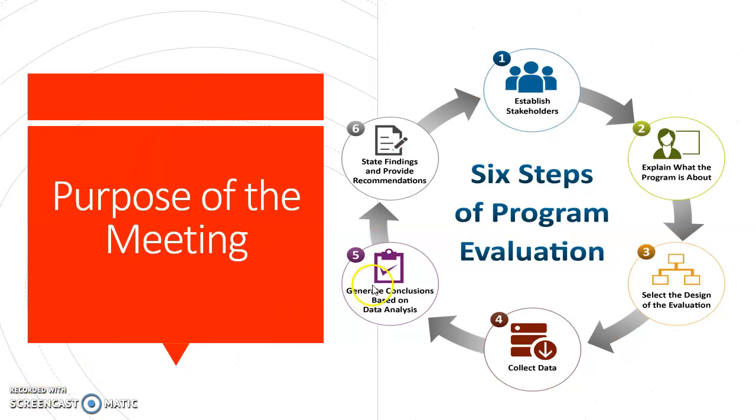Therefore, the purpose of the meeting is to share with you the 6 steps of program evaluation. We look at step 1, where we establish the stakeholders, and our stakeholders are our students, faculty members, program administrators, and program managers. In step 2, we are going to look at the program, what the program is about, the reason for evaluating this Bachelor's of Science degree in Gerontology.